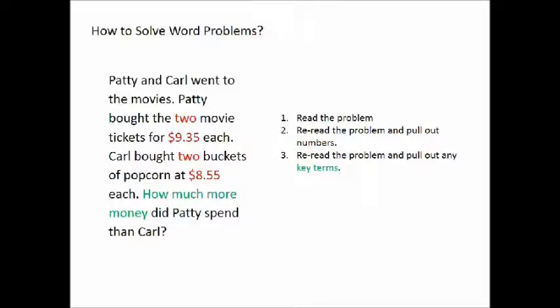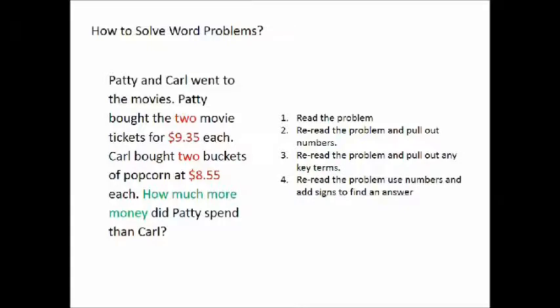So next, we have to reread and pull out any key terms. This is where I said these colored pencils and markers I told you to have will come and help you. Patty and Carl went to the movies. Patty bought 2 movie tickets. There's a number for $9.35 each. There's another number. Carl bought 2 buckets of popcorn at $8.55 each. How much more money did Patty spend than Carl? That's a key term. How much more? That's what you can use instead of difference. You're going to find out later.